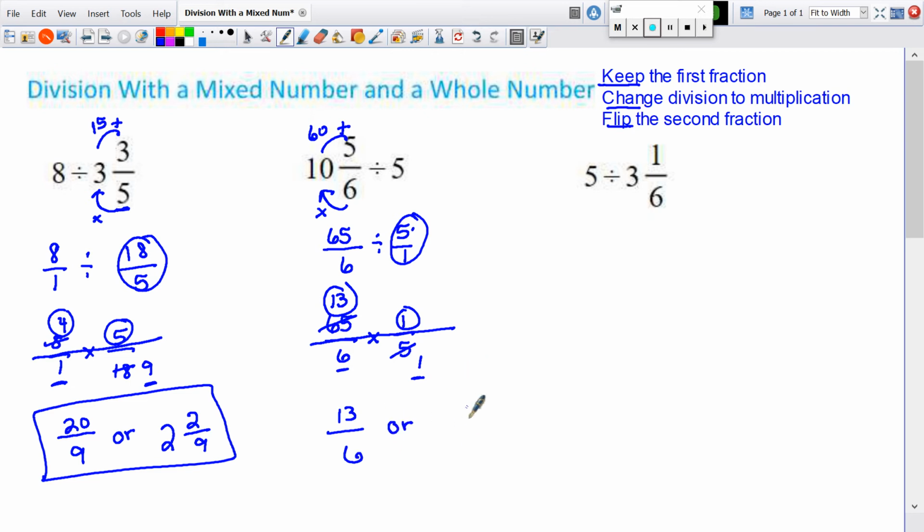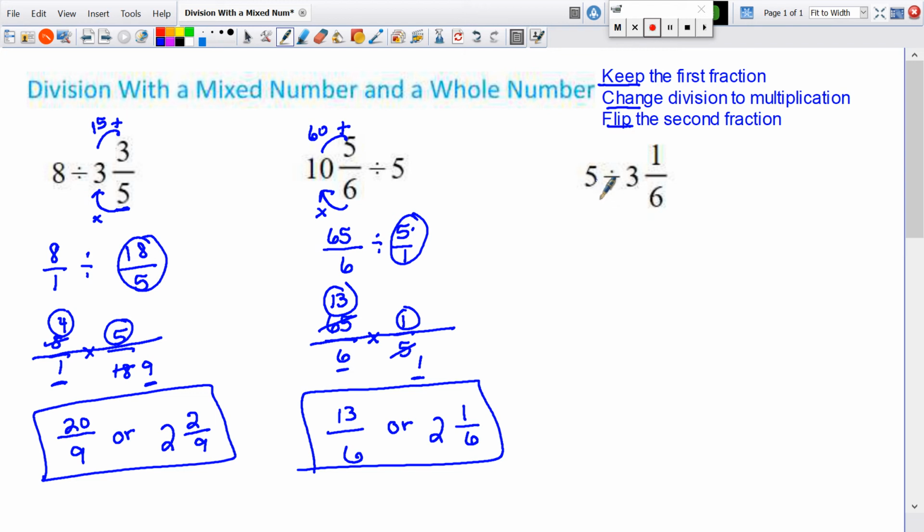Or keep the same denominator. 6 goes into 13 2 times because 6 times 2 is 12. But we had 13, so we had 1 extra, so that goes on the numerator. So 2 different ways to write the answer.